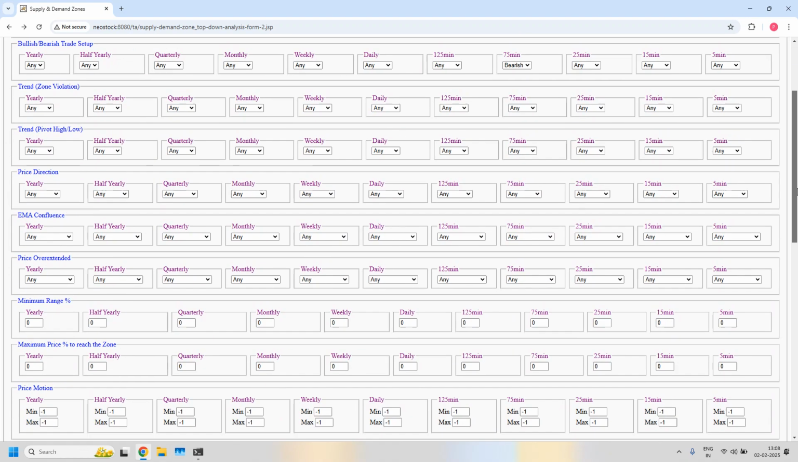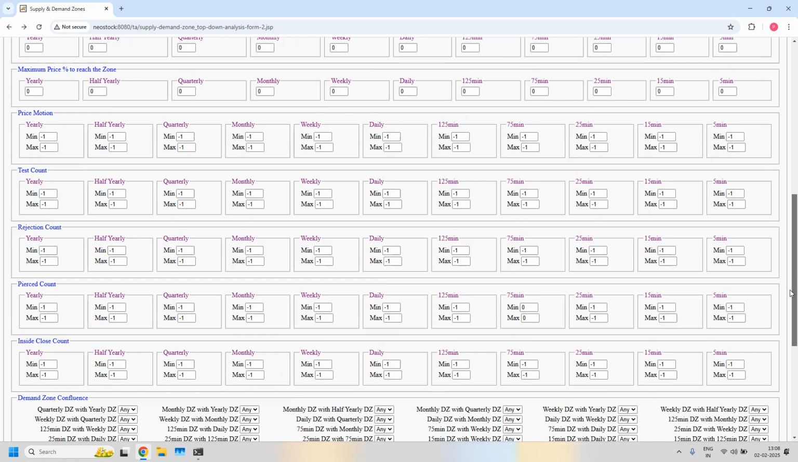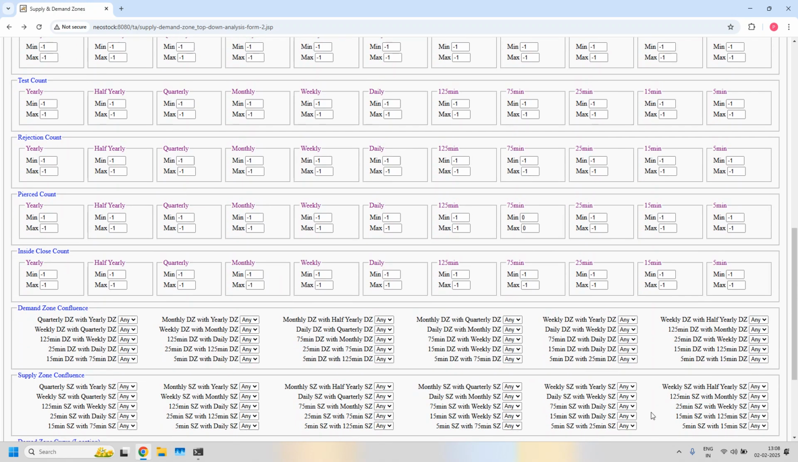So 75 minute supply zone confluence with daily supply zone. I am enabling that filter, 75 minute supply zone confluence with daily supply zone. That means the 75 minute zone should overlap with the daily zone. That means it should be part of the daily zone.